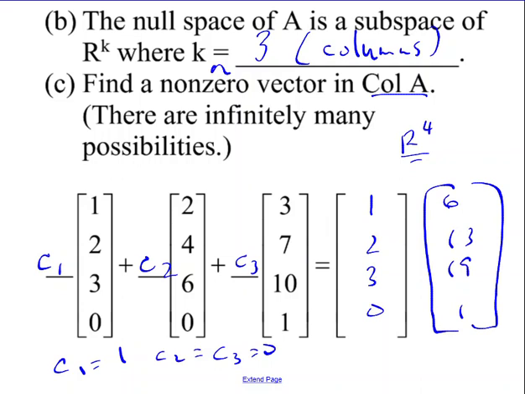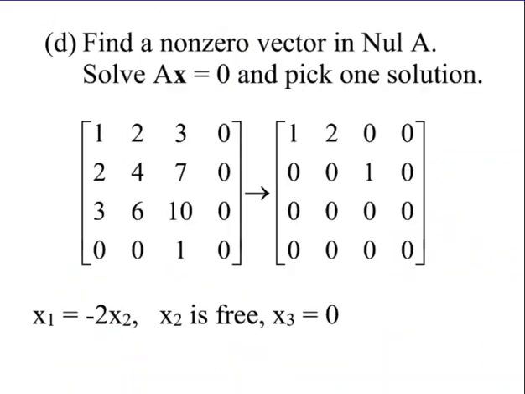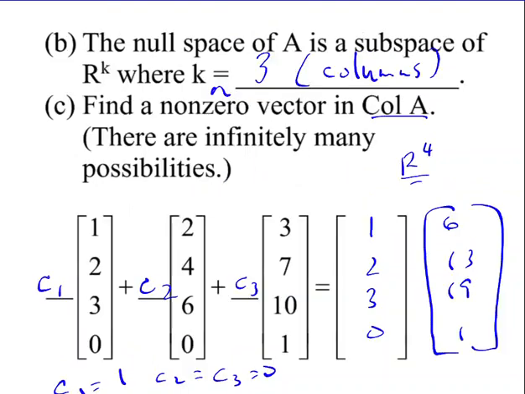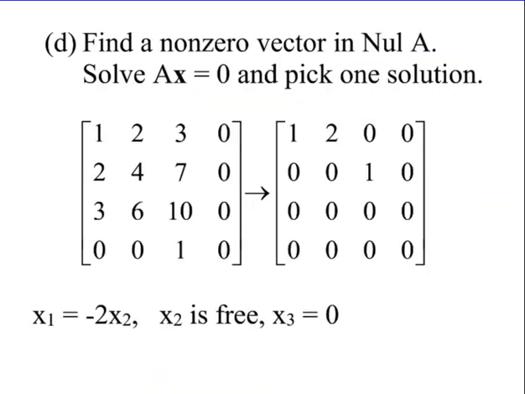I'm not saying you can get to any vector. I don't know whether I can get to any point, but maybe I can. We're just asking how we get to a couple of points or a couple of vectors in that space. Find a non-zero vector in the null space of A.